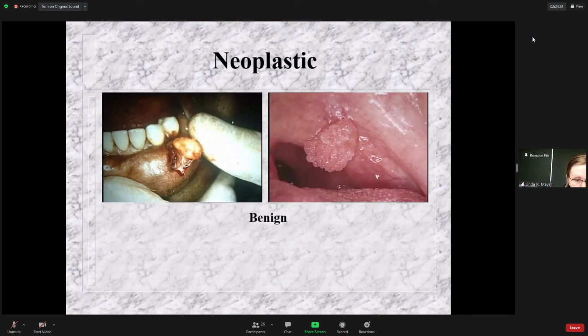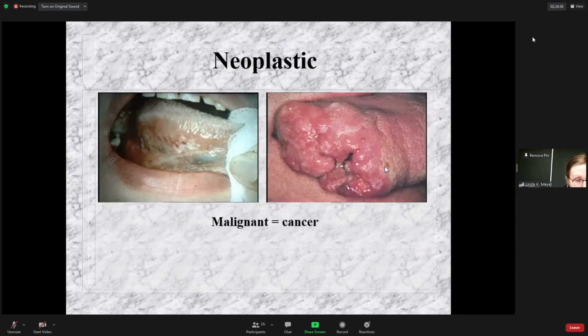Okay, so this is just showing you an example of some benign neoplasms that can show up in the oral cavity. The most common one is the benign papilloma. This is shown in the oropharynx area. And I've shown you some examples of oral cancer. Here's one that doesn't look as severe, and on the right-hand side is a well-advanced one.